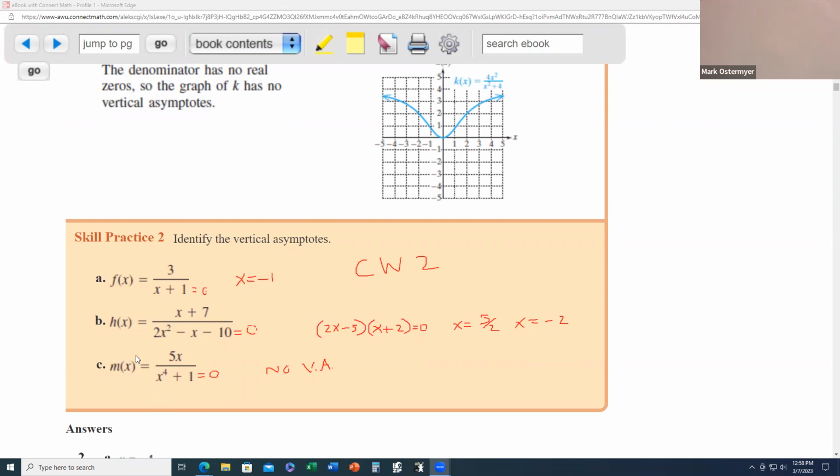Finally, the third rational function, m of x down here, if you set its denominator equal to 0, you'll discover that it does not have any vertical asymptotes, as the denominator never will ever be equal to 0 for any value of x. So there is no vertical asymptote for m of x. Any questions about locating the vertical asymptotes of these rational functions? Any questions? Okay.